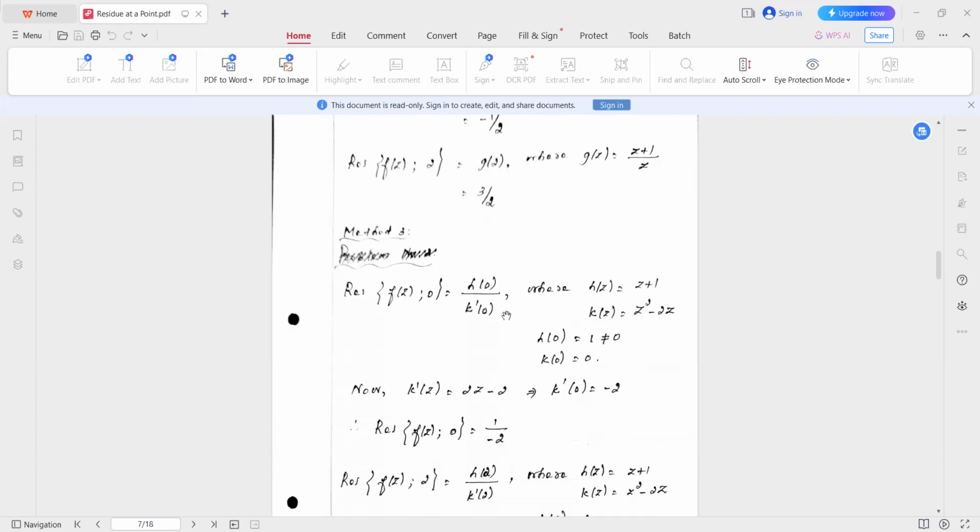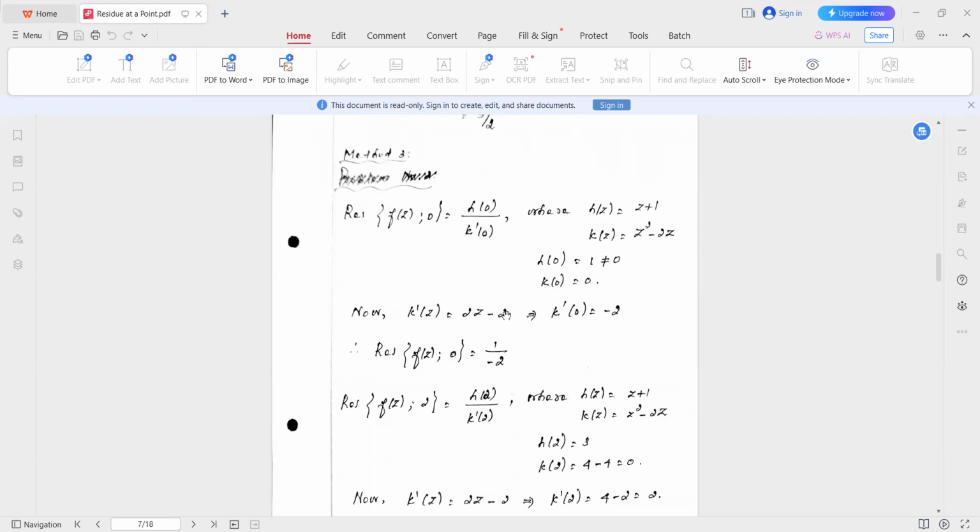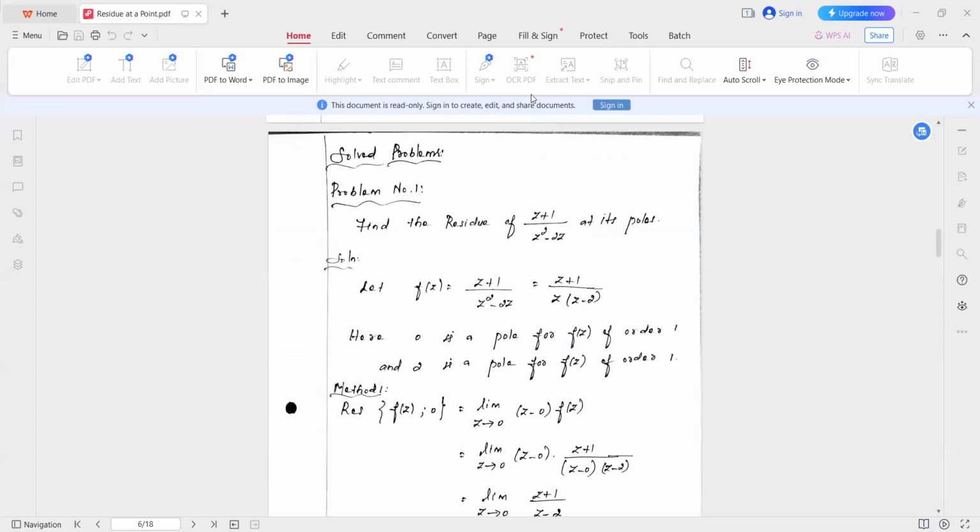So what is the third formula? Residue of f of z at the point a is equal to h of a by k dash of a, provided h of a and k of a are analytic at a and h of a not equal to 0 and k of a equal to 0. So here the first pole is 0. So therefore residue of f of z at 0 is equal to, by the third formula, h of 0 by k dash of 0, where h of z is equal to the terms in the numerator part.